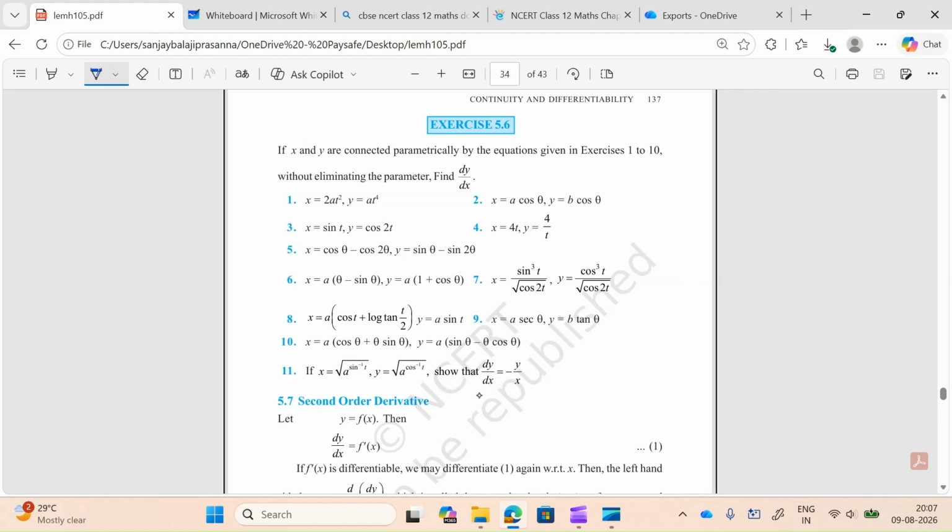So the next one is second order derivative, which we'll cover in the next video. I think that's all. The chapter is getting over, and then we have one miscellaneous exercise alone. So we'll try to finish this up, and we'll go to application of derivatives.